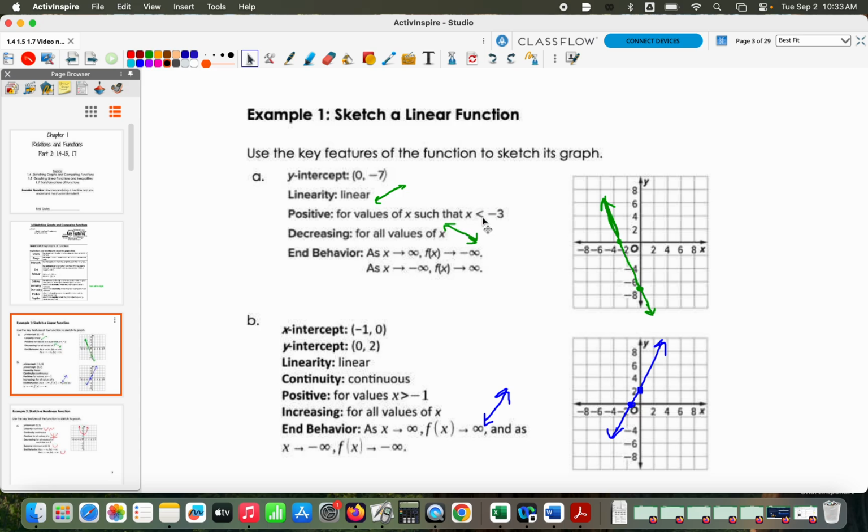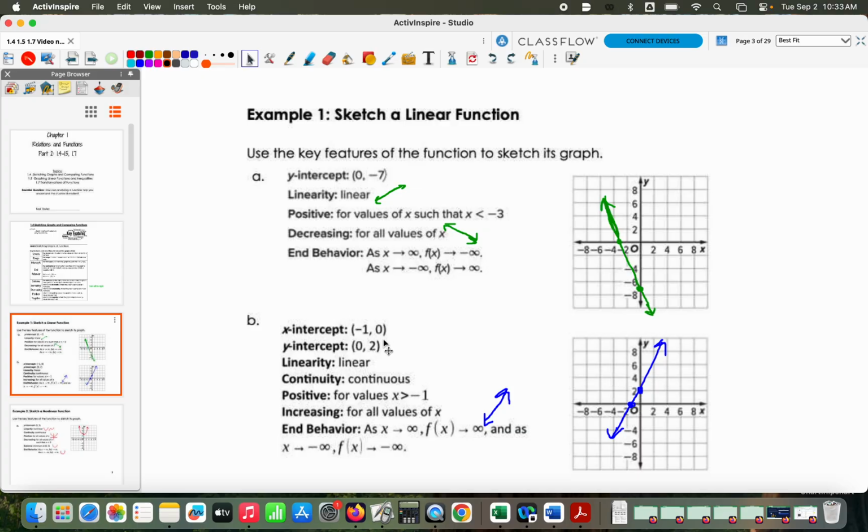Okay, for values x less than -3, so that's this side. Everything here needs to be positive. So this side of things has to be above the x-axis, and everything beyond -3, so like -2, -1, 0, would have to be negative. And then I would just draw the lines from there.